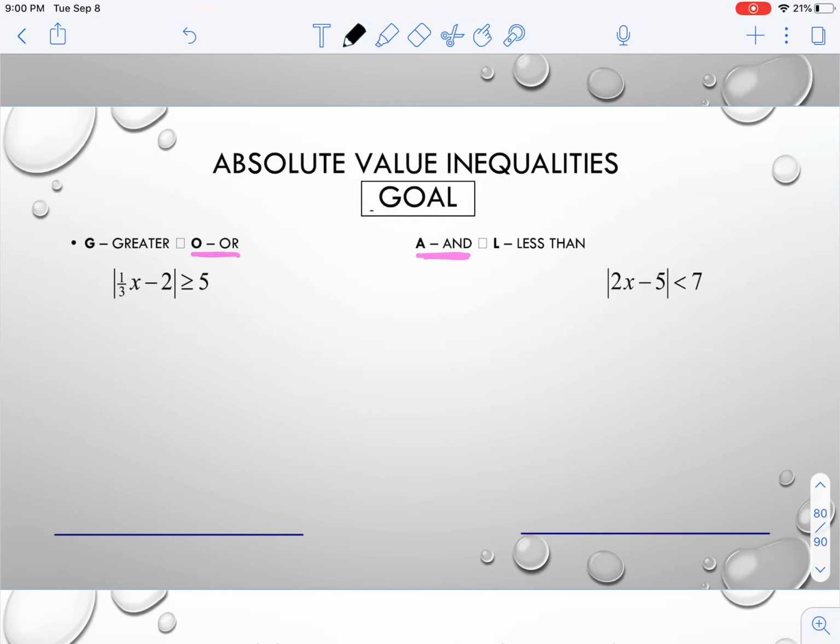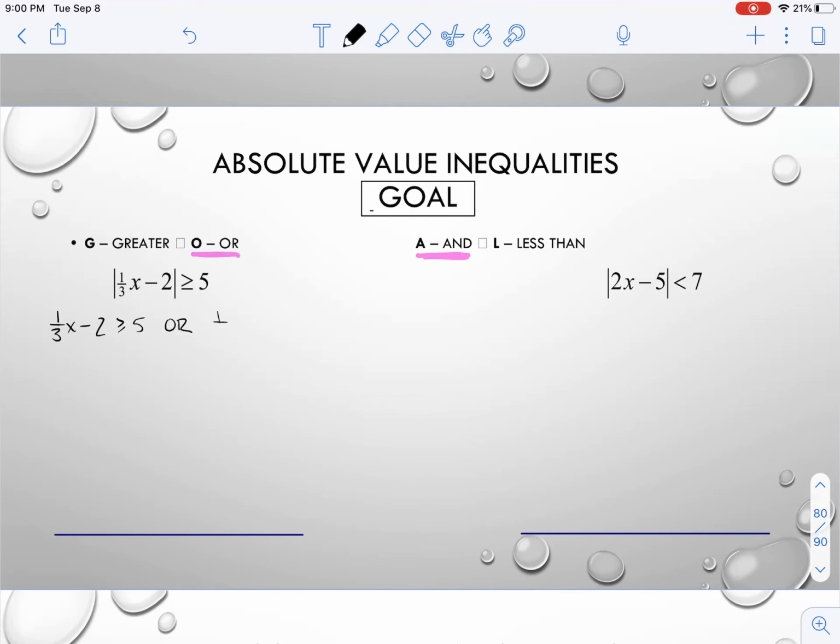So let's go through and do the one on the left here first. Again, I have an absolute value right now that's isolated. I have the absolute value of 1/3 x minus 2 greater than 5, or greater than or equal to 5. So when I split this into two, case 1, just as before, copy it down as is. So I have 1/3 x minus 2 greater than or equal to 5. Again, because the absolute value is greater than a quantity, we're going to have an or.